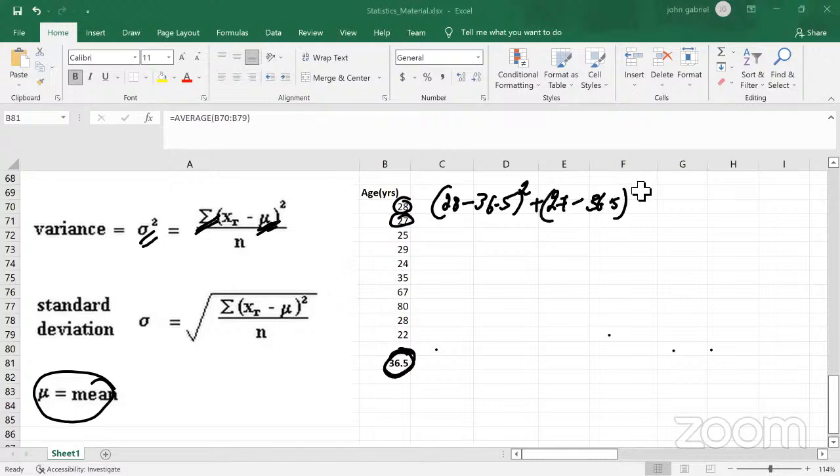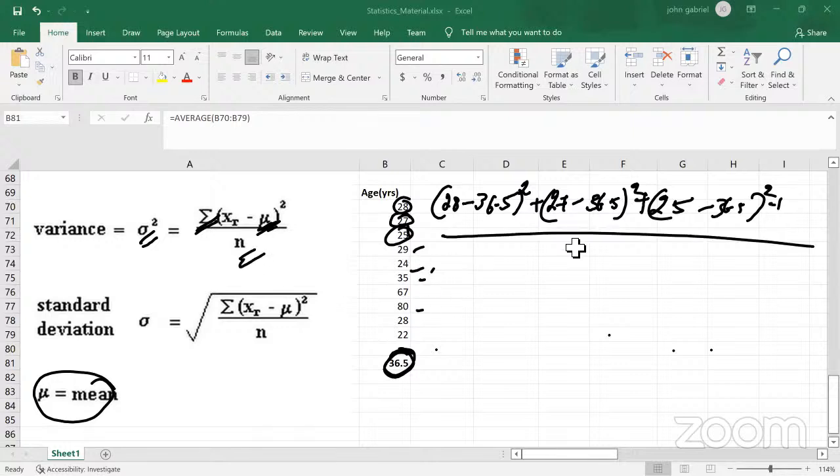The whole square, plus again (25 minus 36.5) the whole square, until all this observation, I do, and divided by n, which is nothing but the total number, which is 10. Finally, I will be getting some answer. Let's say it is 10.5. The unit is what? Years.